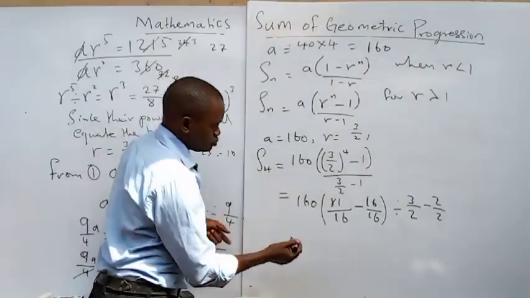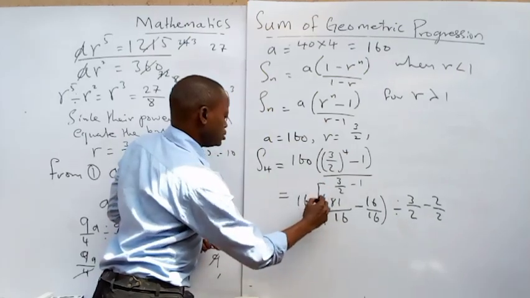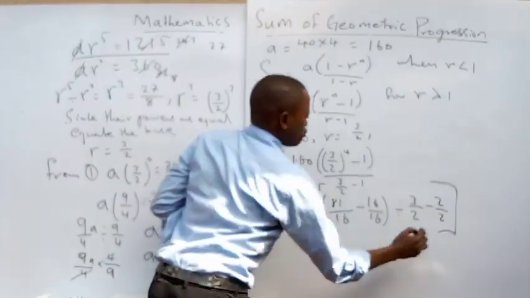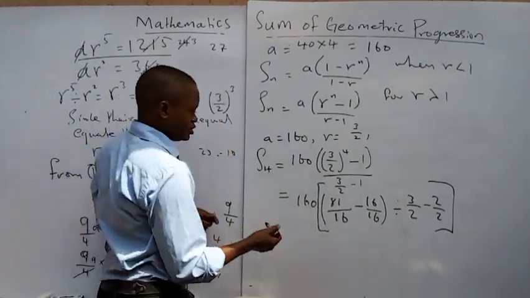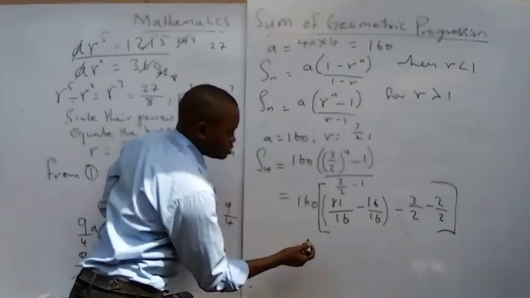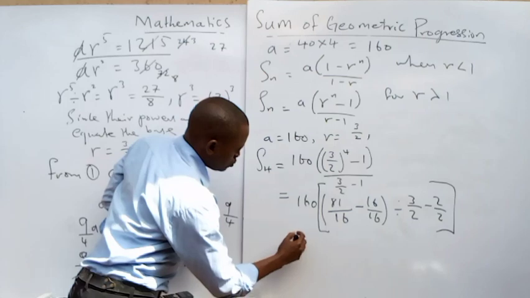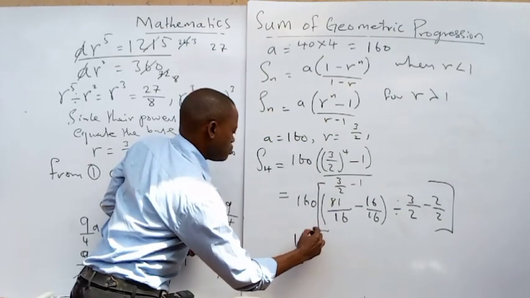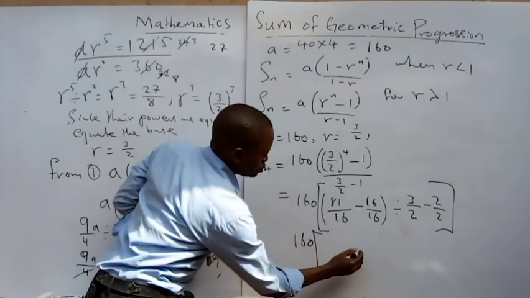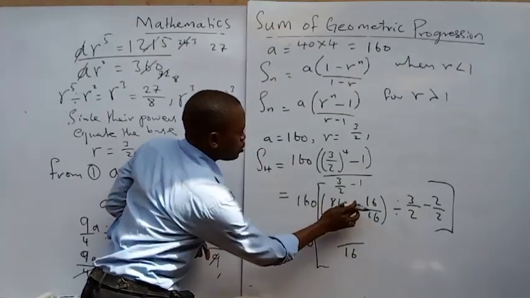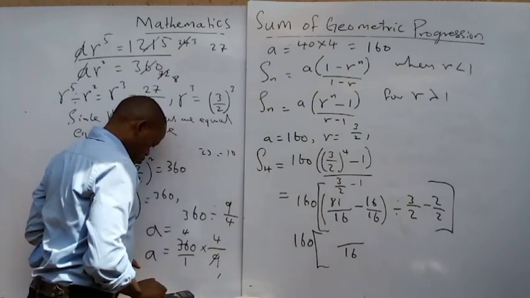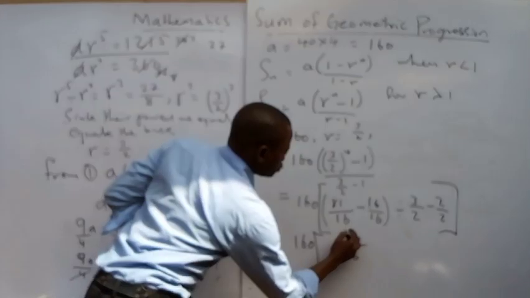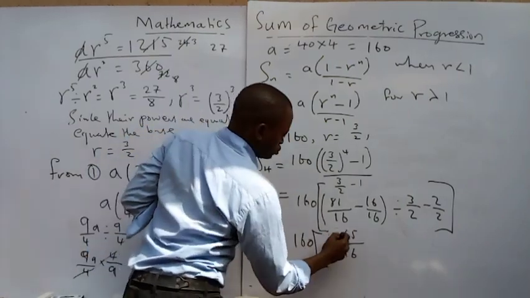So remember that this 160 is covering everything. So here we go. You ask me, okay, why are you doing all this? I could have found an easy way, but knowledge is good. So 160 in bracket. The LCM here is 16. So I will have 81 minus 16, which equals 65. So I have 65 here. Okay, I'm sure you know how I got that.